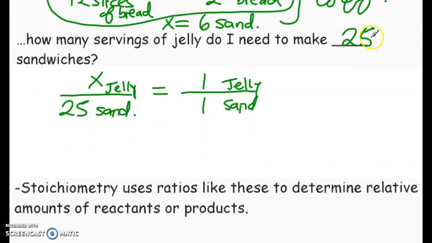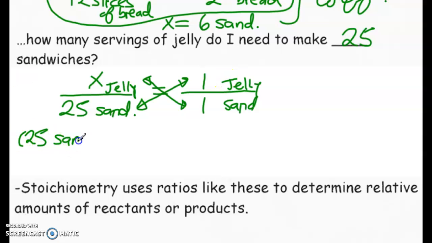So again, I'm not wondering if you know that 25 sandwiches need 25 servings of jelly. What we're learning here is the setup of this. Okay. So to solve for x, for those of you who need to see this in full, basically what's happening is you take the denominator on one side and you multiply by the numerator on the other side. So it's almost like this.